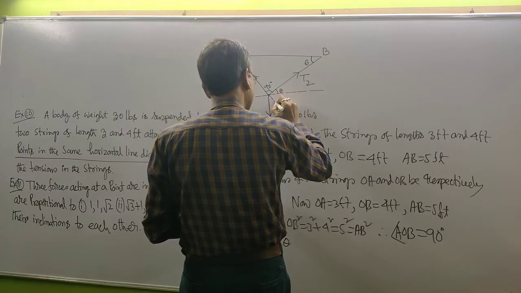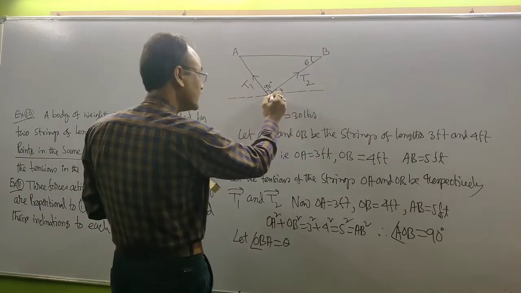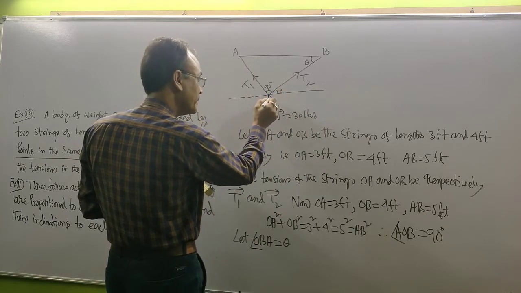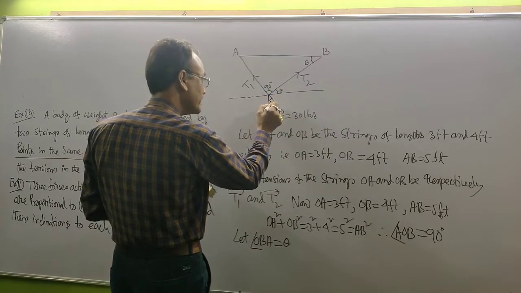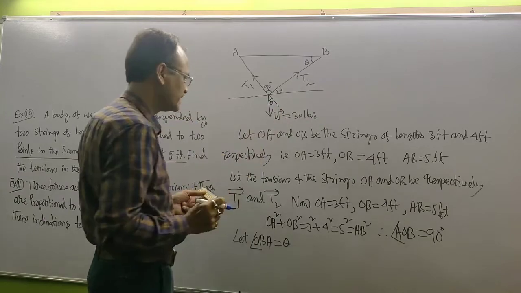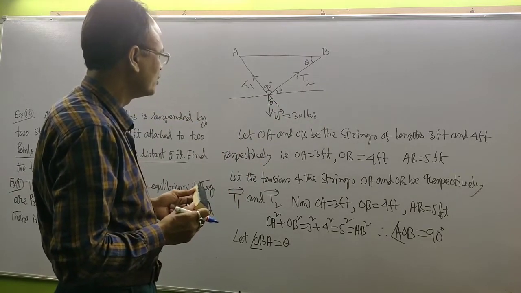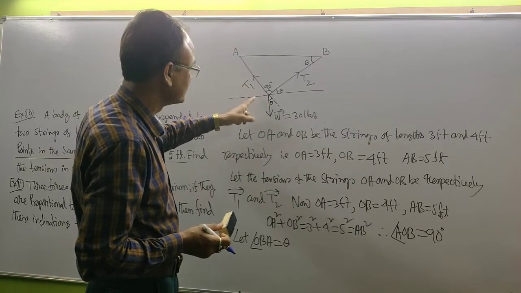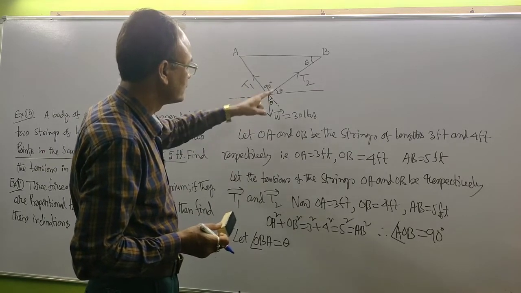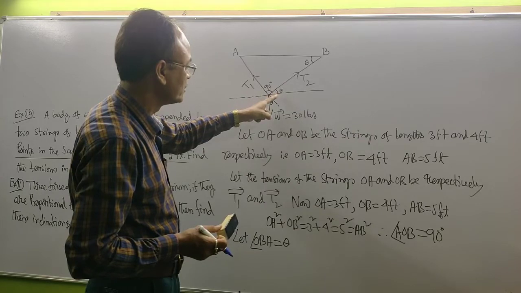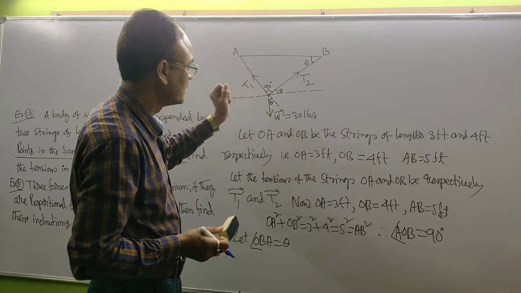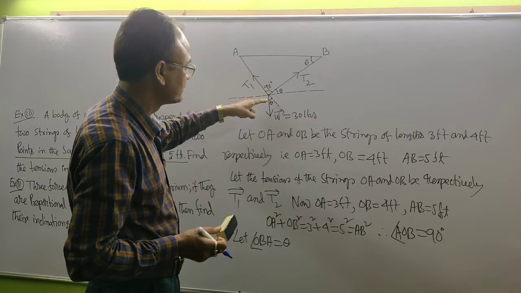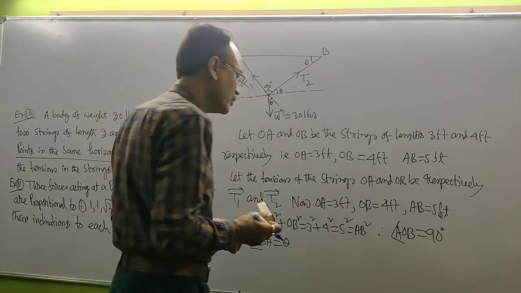If you put here, this angle will be 90 degrees minus theta, and consequently this angle will be equal to theta. This angle is equal to theta. These two angles, T1, T2, this angle will be equal to theta.